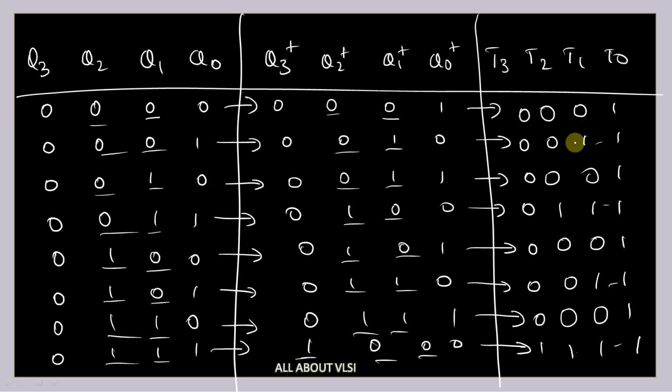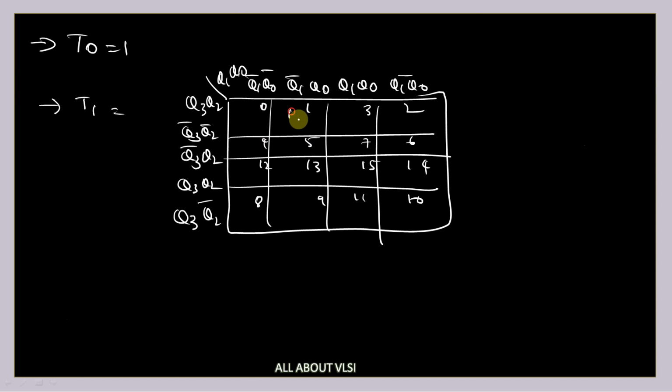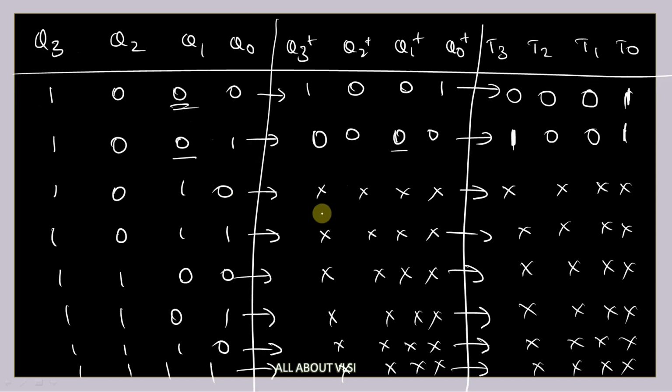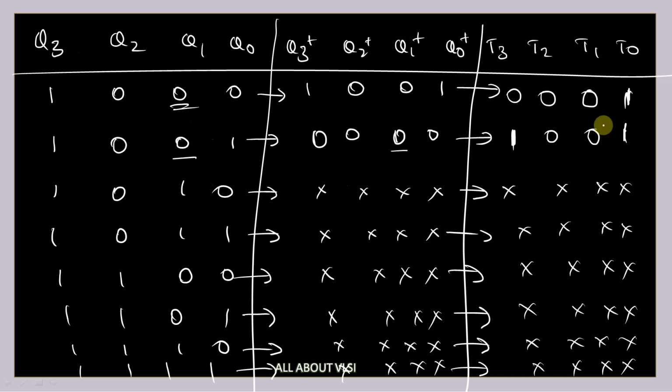So my minterms are here. These are 1, 3, 5, 7, and the remaining all are my don't cares. Sorry, my don't cares are from 10. So 10, 11, 12, 13, 14, and 15 are my don't cares.